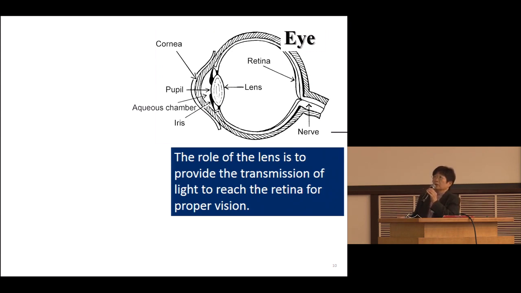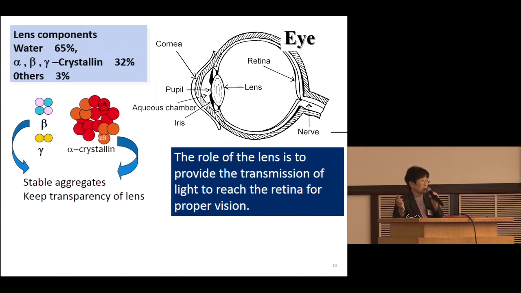This is the eyeball. The lens is located here. The role of the lens is to transmit light to the retina for proper vision. Lens composition is very simple: 65% water and 32% alpha, beta, and gamma crystallins. Alpha crystallin is a huge aggregate composed of alpha A subunit and alpha B subunit with a molecular mass of 20,000 Dalton. Alpha crystallin interacts with the other crystallins, beta and gamma, to make stable aggregates and to keep the transparency of the lens.